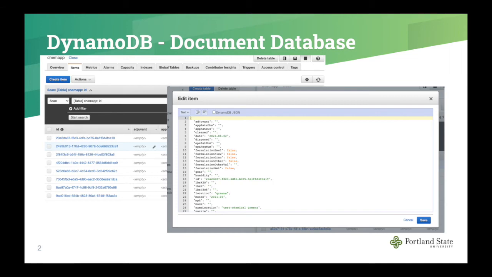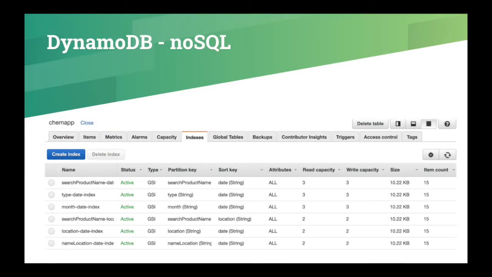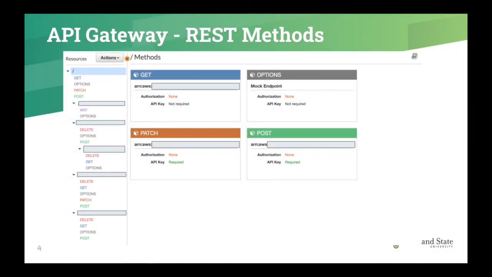Here in the image, you can see that we use JSON for the documents. You can use NoSQL, and you can set up indexes, which make it easier and more efficient to parse through and index the data. On top of the backend is API Gateway.